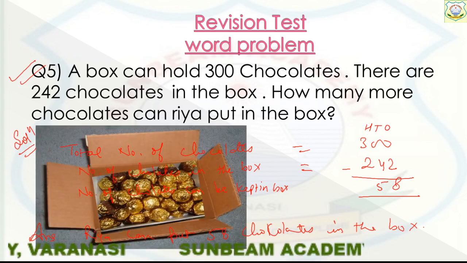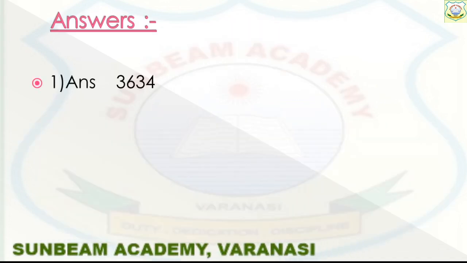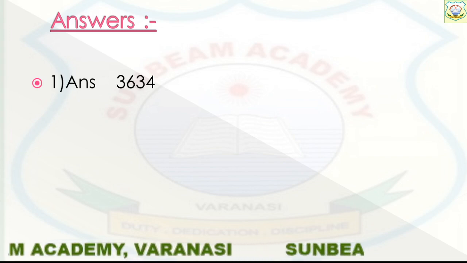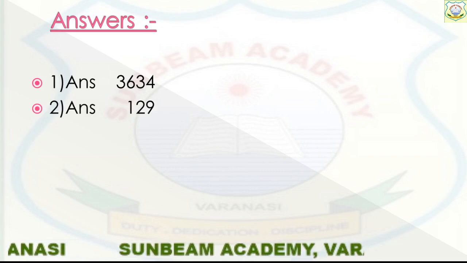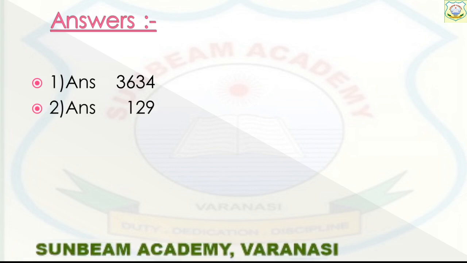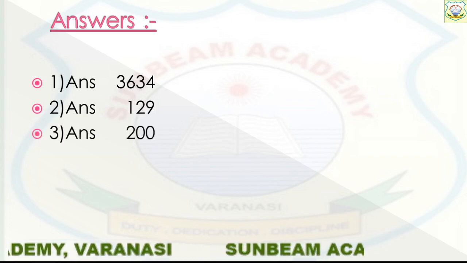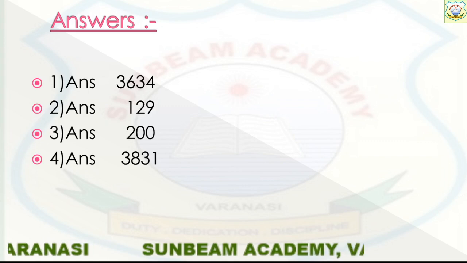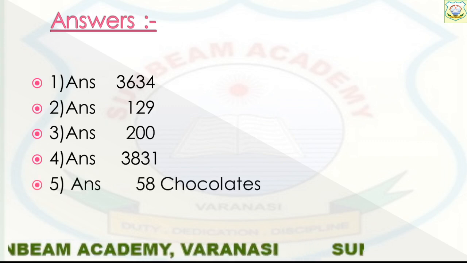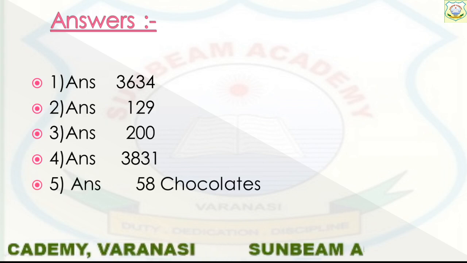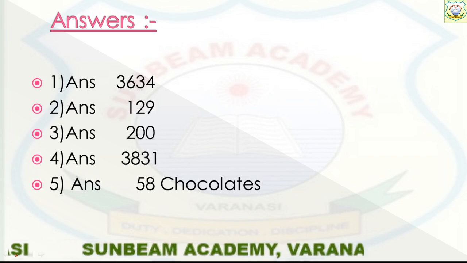Now see, check your answers. First answer is 3634. Okay, check it. Second, 129. If you have done correct, put a tick mark. Then third, 200. Then fourth, 3831. And then fifth, 58 chocolates. If you have done all correct, then you have got full marks.